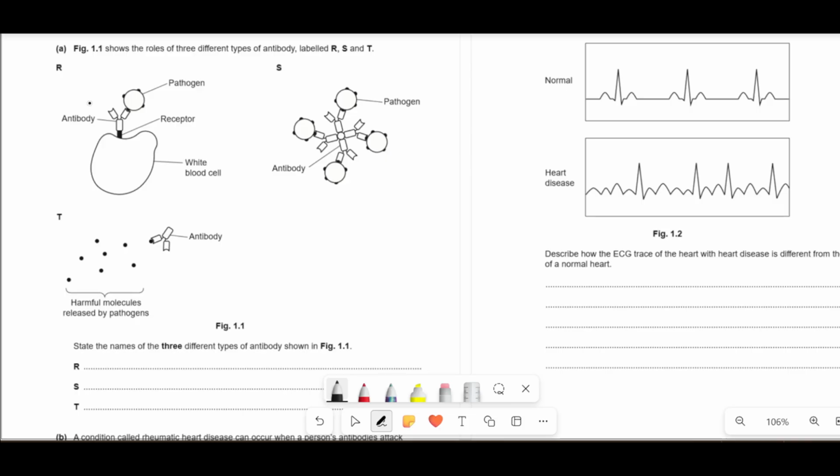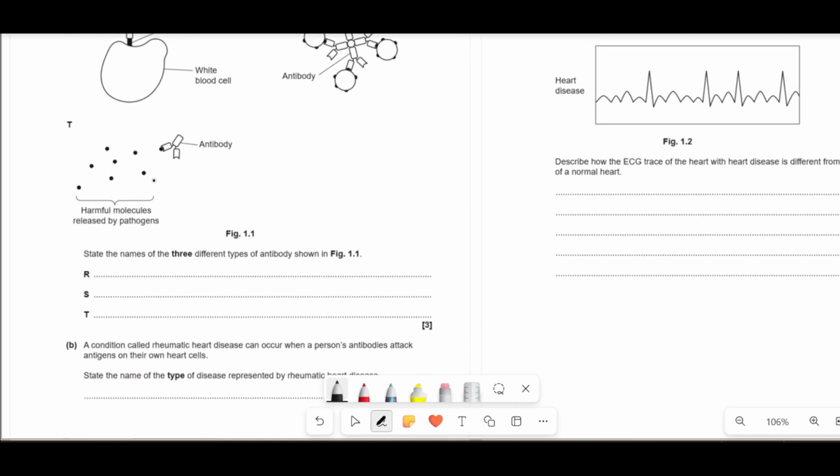So you've got antibody R here, we've got antibody S, what's it doing over here? You can see it's binding to a lot of these pathogens here. R is on the receptor of a white blood cell and it's got a pathogen there. And then T has got harmful molecules released by the pathogen. This antibody's kind of got it tagged onto there. So we need to figure out what the names of the 3 different types of antibodies are in figure 1.1.